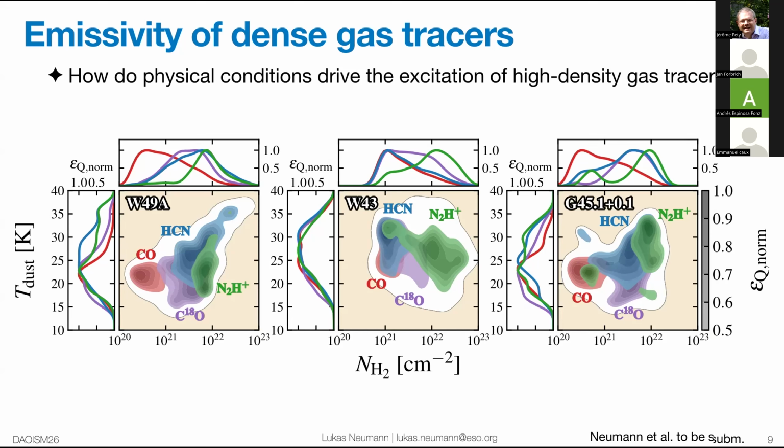In W43, it's much more complex. We have different cores in the field of view, and the same for G45. But what you can see is that N2H+ is usually peaking here at this high density gas range. And in W49, for example, mostly where it's relatively cold, so not in the very hot dense gas, while HCN is a bit more shifted towards the higher temperatures here. And we looked in a bit more detail into how HCN is actually affected by the dust temperature.